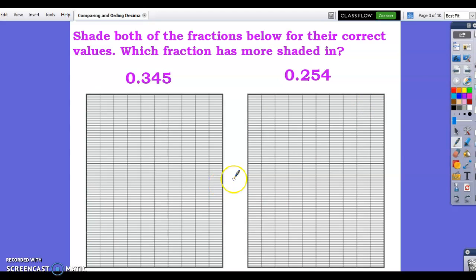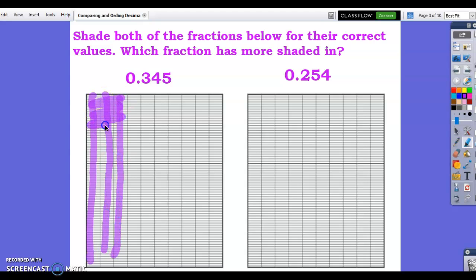All right, so for this first one, I just want you to put your pencils down and remember to pay attention and follow along as I go. First, we are going to look at this one, and we are comparing them. It says, shade both the fractions below for the correct values. Which fraction has more shaded in? Your first one reads 345 thousandths. Again, you have to start with your tenths. You shade in 1/10, 2/10, 3/10.